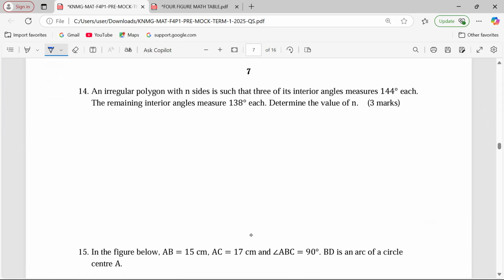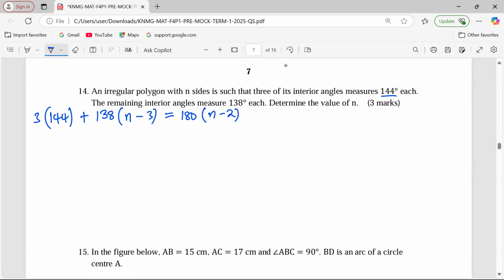This question can be approached in numerous ways. One, using the sum of interior angles. 3 angles are already measuring 144, so 144 times 3, plus the others. The others are each 138, and how many are they? The total minus the 3 that we have already dealt with. This gives us the sum of the interior angles, which can also be given by 180 times n minus 2. This formula on the right-hand side is used for both regular and irregular polygons. So from this, we can get the value of n. This is our first approach. So we can multiply now.